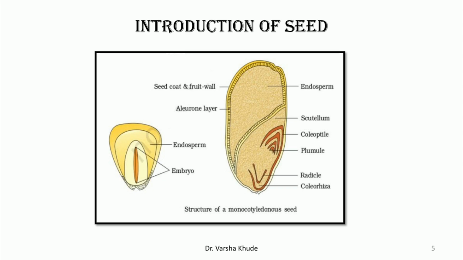The seeds of corn are constructed with these structures: pericarp, scutellum, that is a single large cotyledon that absorbs nutrients from the endosperm, plumule, radicle, coleoptile, and coleorhiza. These last two structures are sheath-like and enclose the plumule and radicle, acting as a protective covering.